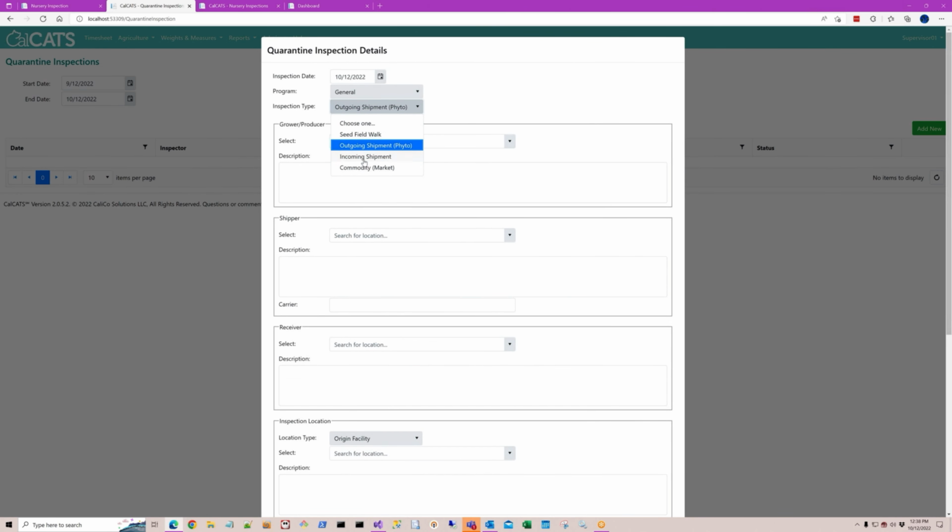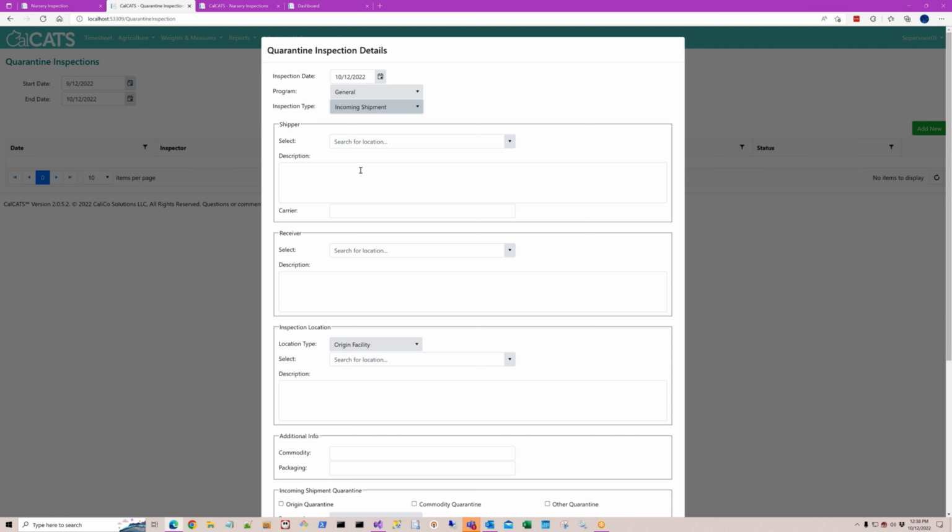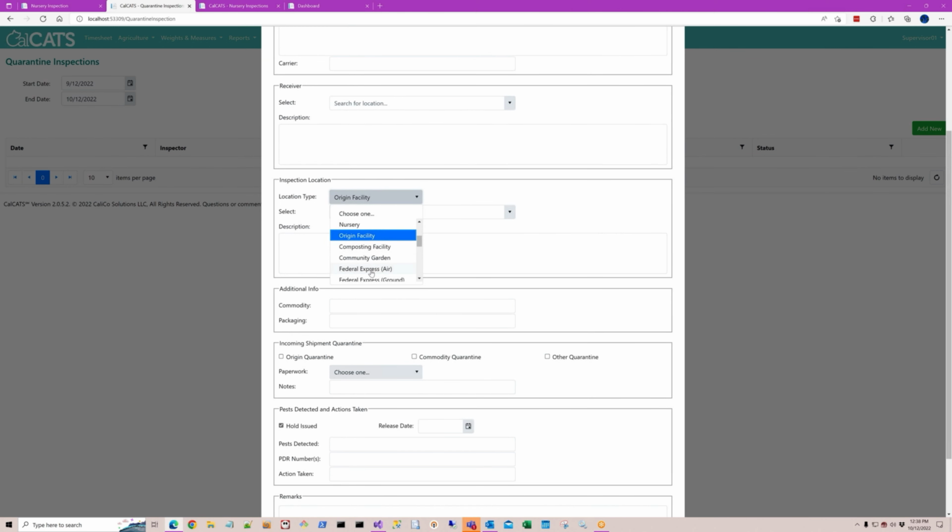So then if I take a look at an incoming shipment, that's going to be similar, but there's some different things we want to know about incoming shipments for quarantine exclusion, right? So again, we want to know who the shipper is, who the receiver is. We don't ask anything about the grower because it's coming in from out of state or from another county, so it's not one of your growers. We do want to know where you inspected it. Was it FedEx Air, FedEx Ground? If so, where's the location?